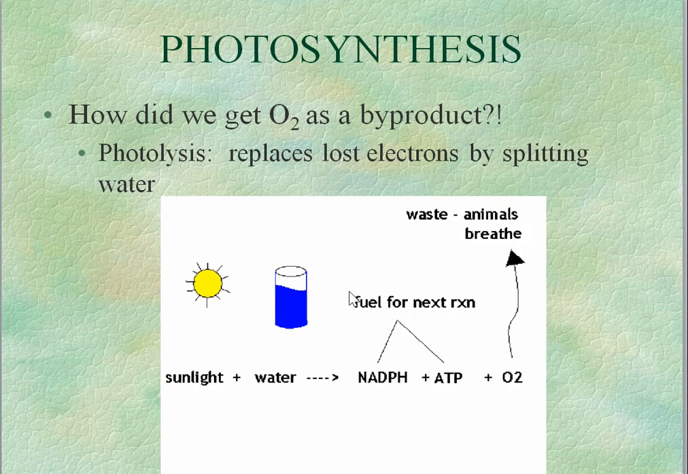This is how we get oxygen as a byproduct of photosynthesis. Photolysis replaces lost electrons by splitting water. In this equation of photosynthesis, we use sunlight and water, then we get NADPH and ATP, fuel for the next reaction, and then oxygen, its waste, for animals to breathe.